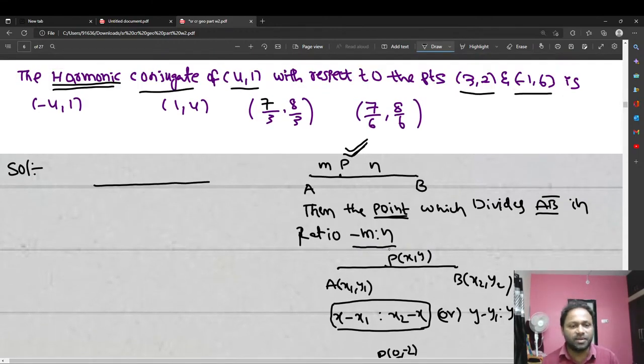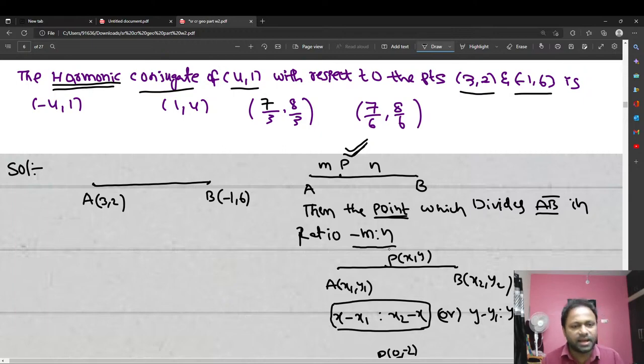Now, let us see the problem. What is the problem? A is given. What is A? A is ordered pair 3 comma 2 and B is ordered pair minus 1 comma 6. Aparna says 7, that is correct. No problem. Maybe there will be a little bit of change or mistake.